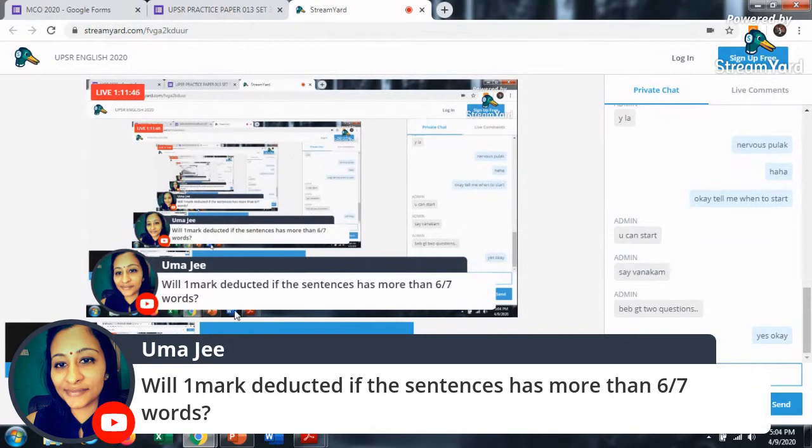Will 1 mark be deducted if the sentence has more than 6 or 7 words? 6 or 7 words in what sense, teacher? Here, 6 or 7 words?